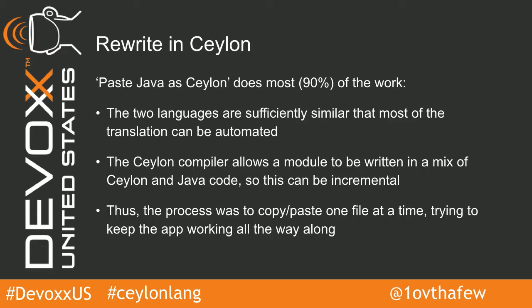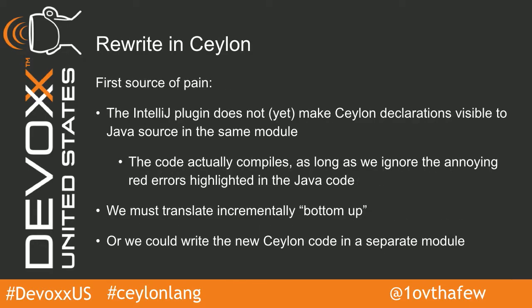This process of incrementally pasting is also reasonable, since the Ceylon compiler allows a module to be written in a mix of Ceylon and Java code. I can do it bit by bit and try to keep the app working all the way along the process, going one class at a time. And so that works.